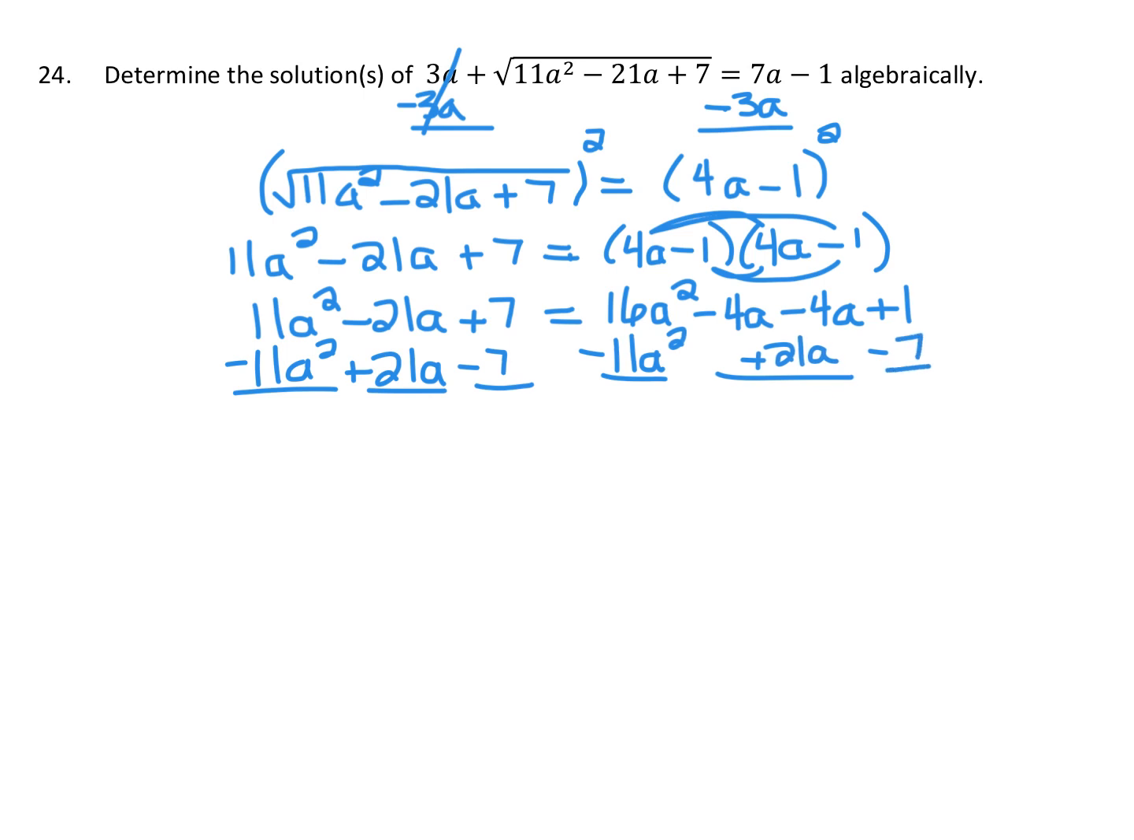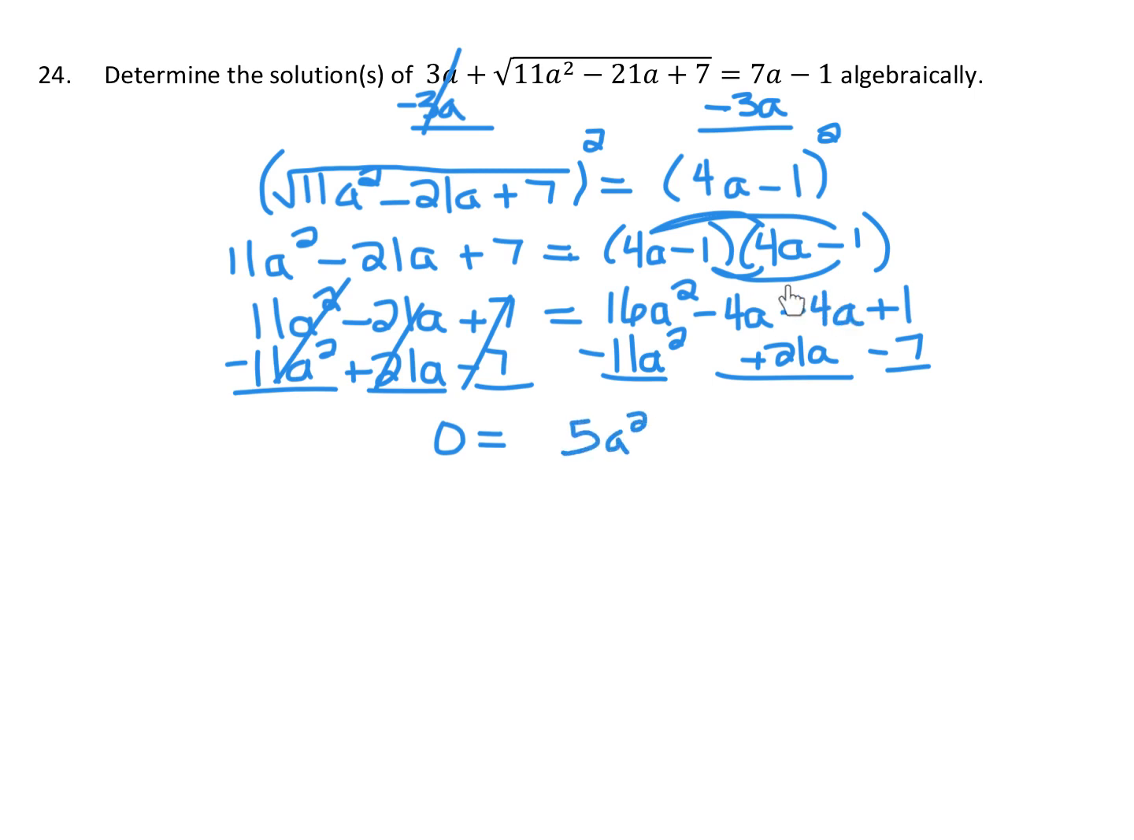Okay, so on the left side of the equation, we can see everything just cancels. And if you don't like to have 0 equals in front of the equation, you could always put the equal 0 over here at the end. That's up to you. All right, so now let's combine our like terms. 16a squared minus 11a squared is 5a squared.